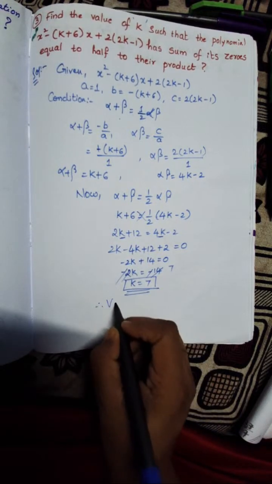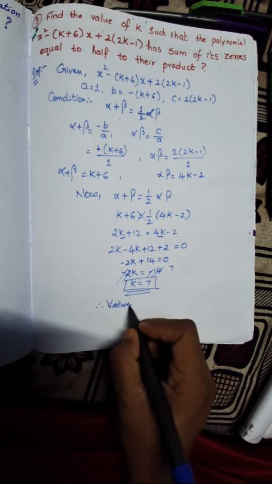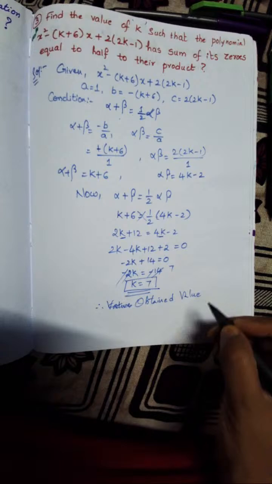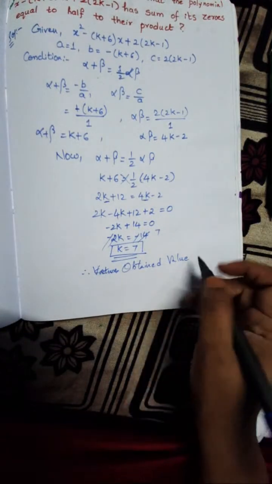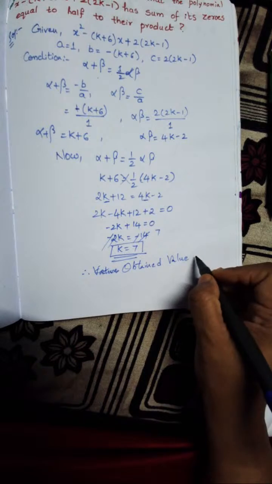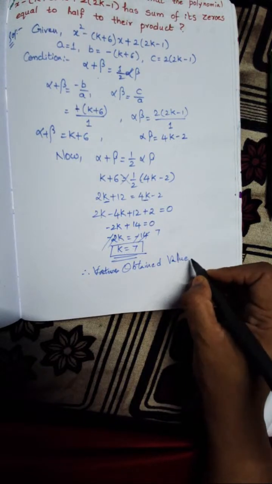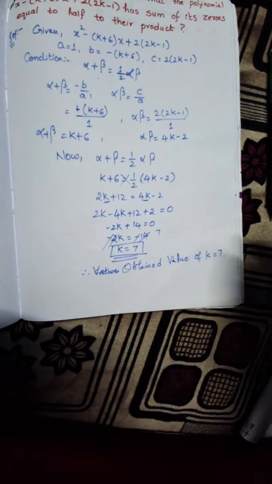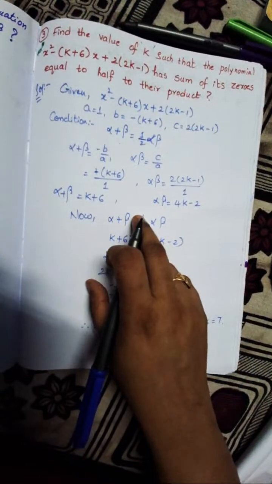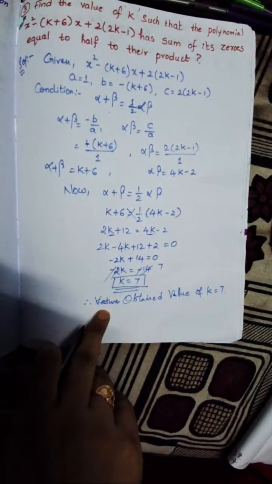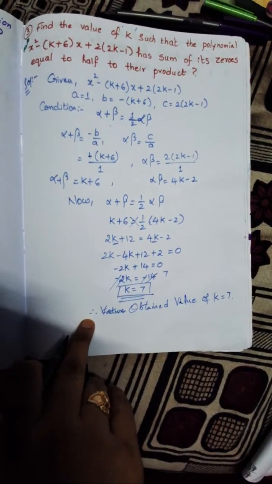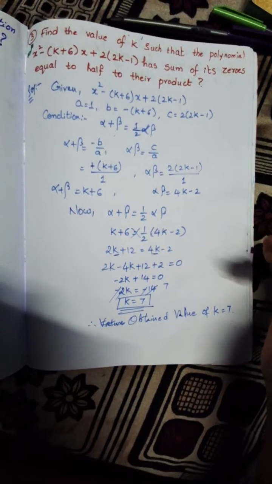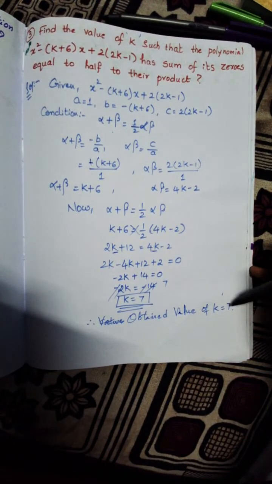So therefore the obtained value of k is 7. Always we have to write the result in the ending of the solution. If we have to show something that is given, we write in the ending, hence proved. Like this we have to write. This is the obtained value of k equal to 7, children.